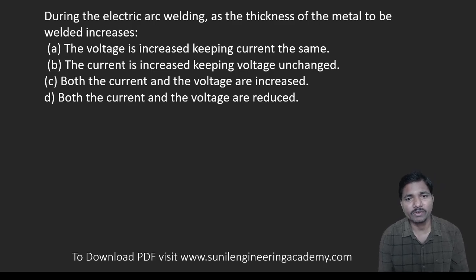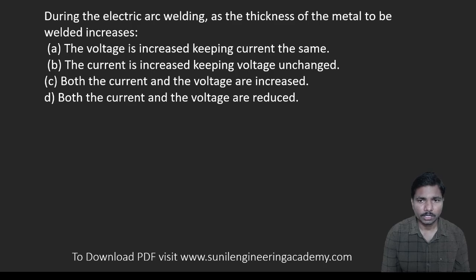During electric arc welding, as the thickness of the metal to be welded increases, dash. As thickness increases, the resistance is going to be less, so the current should be very high. So the current is increased, keeping voltage unchanged. As thickness is more, that is, area is more, resistance is less, then you can get more current flowing through it. So the answer is option B.